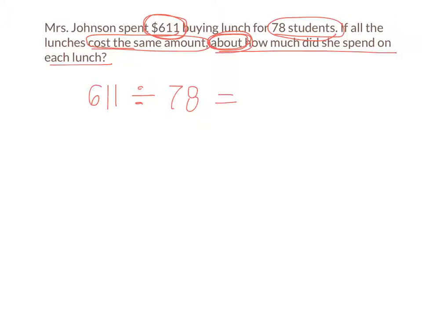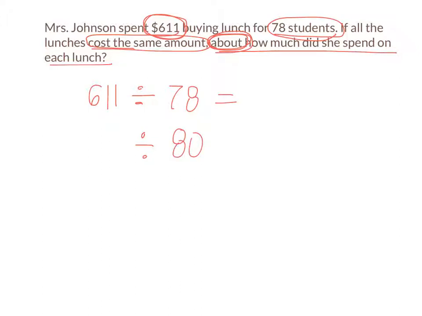If I were to round the whole first, I could say, well, 611 is pretty close to 610, and 78 is pretty close to 80. Are 610 and 80 related by math facts? No. So that makes it really difficult. So instead, let's round the divisor first. 78 is pretty close to what number? 80. Okay. Now think about your math facts, okay?